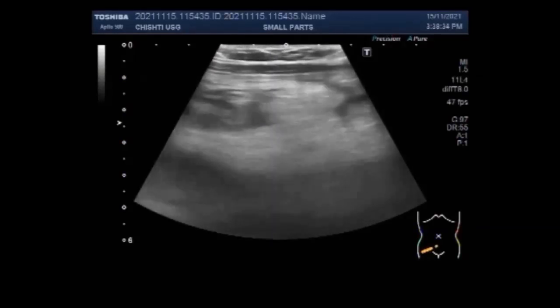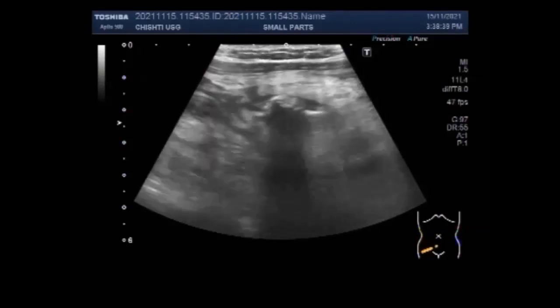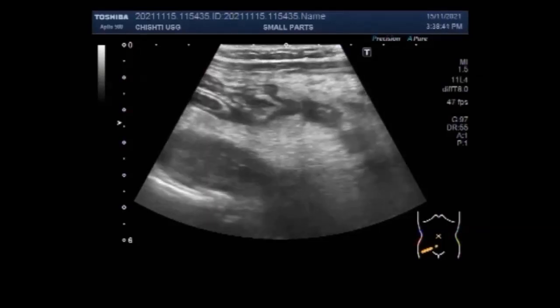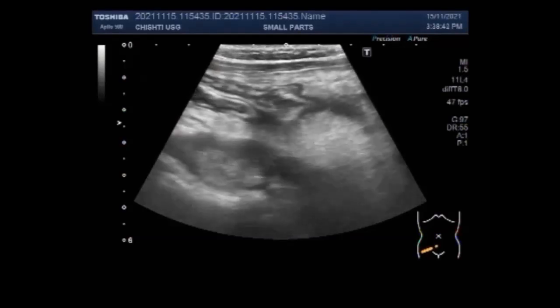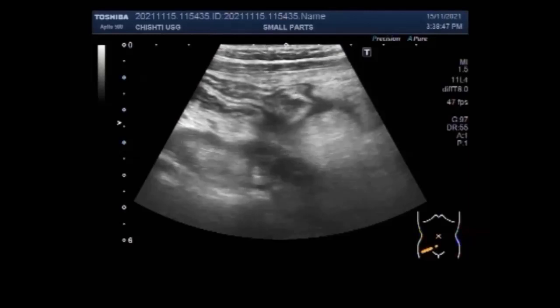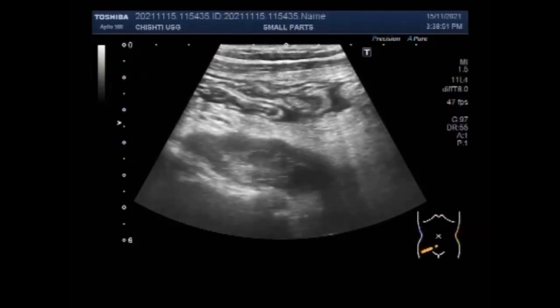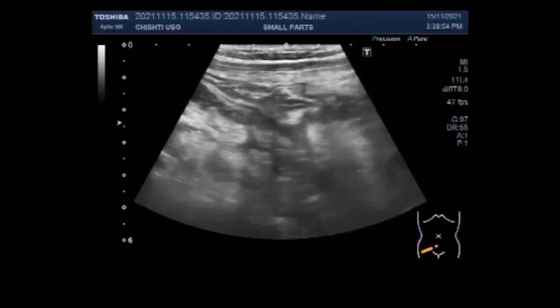The transverse view of the appendix, and you can see a significant amount of fluid around the appendix, as this fluid has leaked from the appendix.